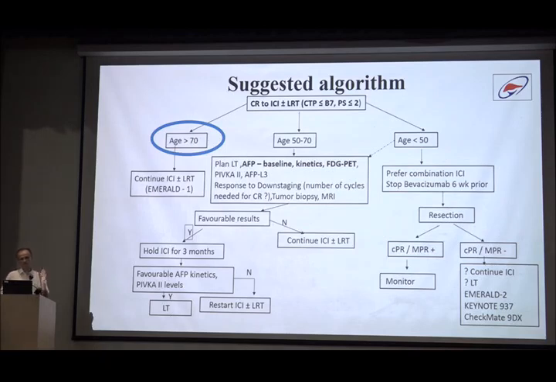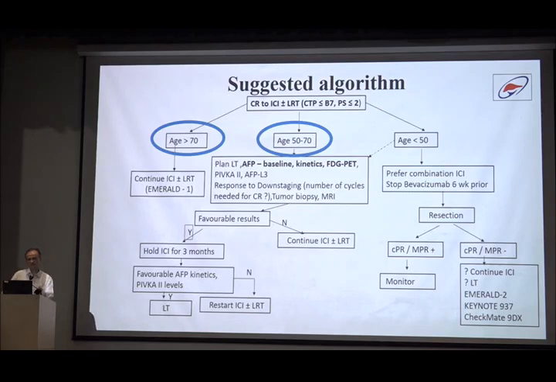And these two therapies are actually synergistic, as we just discussed, and this has been shown in the recently published EMERALD trial, published in Lancet this year, in which isolated local regional therapy had a poor response compared to the combination of the ICI with the local regional therapy. But if the age is 50 to 70, we can go ahead and plan for liver transplantation if possible.